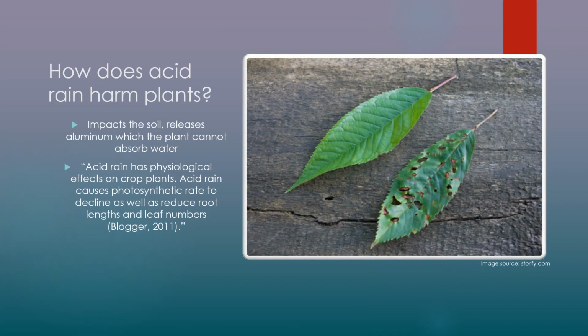Okay, so how acid rain harms plants is it impacts the soil just like it does the trees. It releases the aluminum and then the plant can't absorb water, which affects the root lengths, the leaf numbers, the growth of the plant.